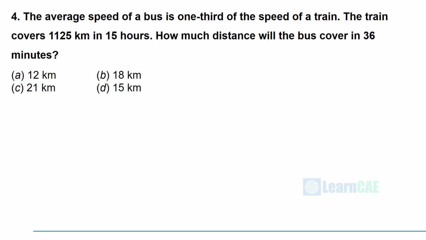Next question. The average speed of a bus is 1/3 of the speed of a train. The train covers 1125 km in 15 hours. How much distance will the bus cover in 36 minutes? Let us have the notation VB for the speed of the bus, which is equal to 1/3 of the speed of the train, that is VT. The train covers 1125 km in 15 hours. So VT is equal to 1125 divided by 15 km per hour.